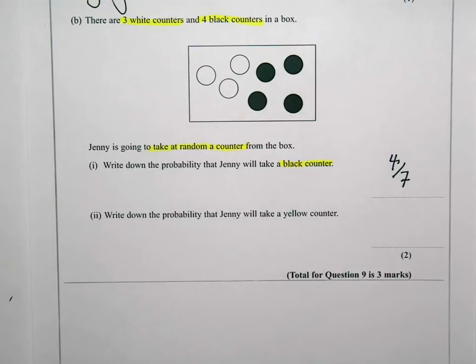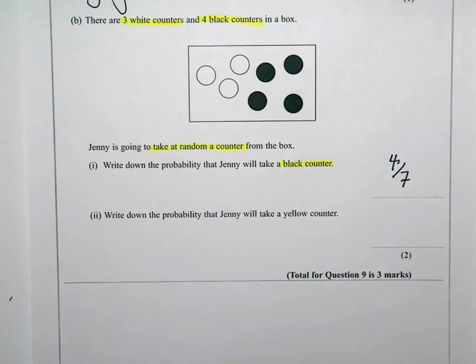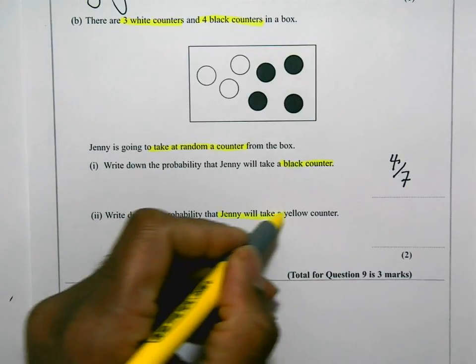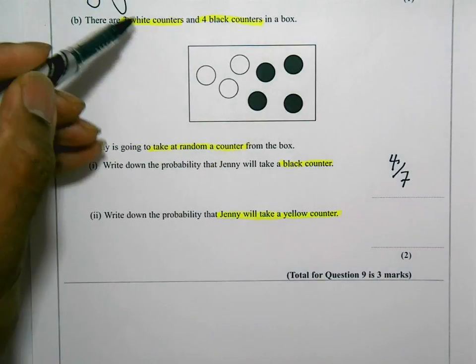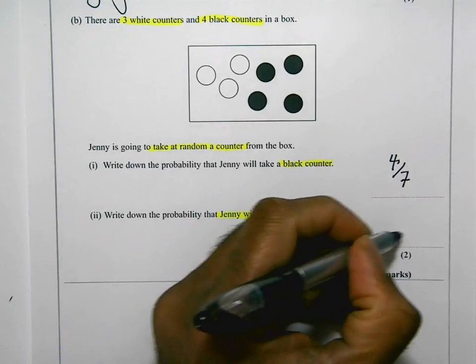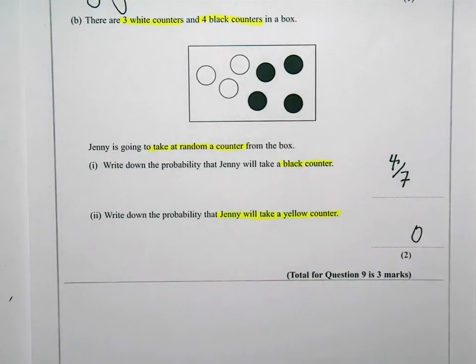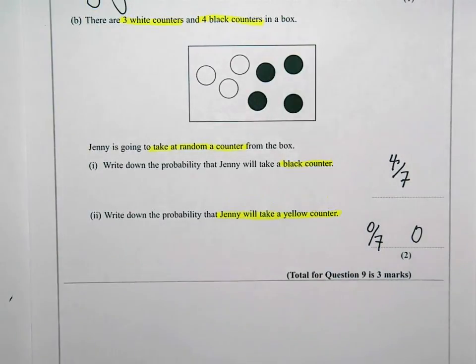Going on to part C, write down the probability that Jenny will take a yellow counter from the box. Now there aren't any yellow counters, they're just white and black. So the probability of getting a yellow is going to be 0. Some people write 0 out of 7, and you will get that marked correct as well. However, there aren't any yellow counters, so you could simply write 0 for that.